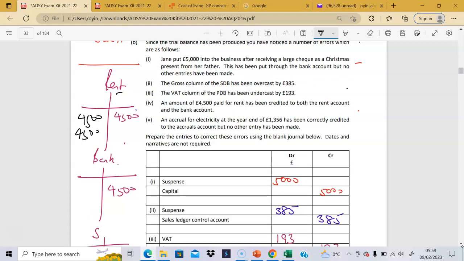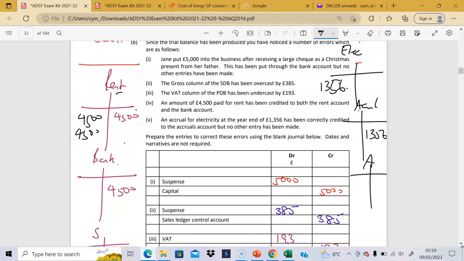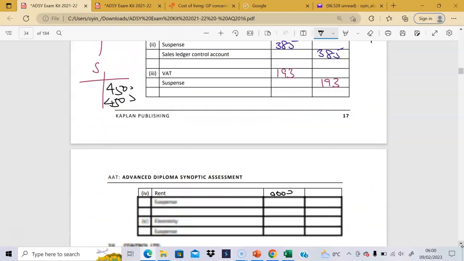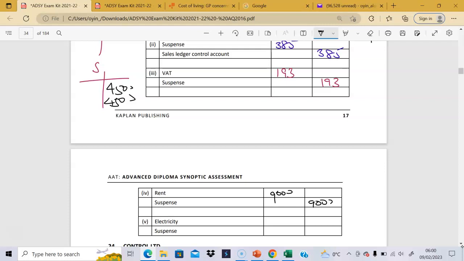Let's look at the last question. It says that an accrual for electricity has been correctly credited. So you have electricity here. This is the accrual, and the 1,356 has been correctly put in here in the accrual, but no entry has been made. So we need to put it in electricity because there's a gap, and that's why there's a difference. So fix it by debiting electricity 1,356 and crediting the suspense account 1,356, and you should see the suspense account disappear.